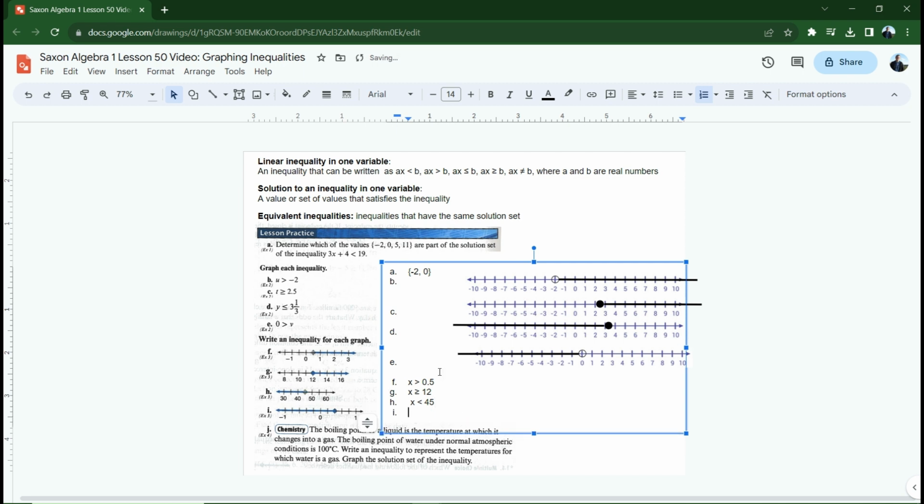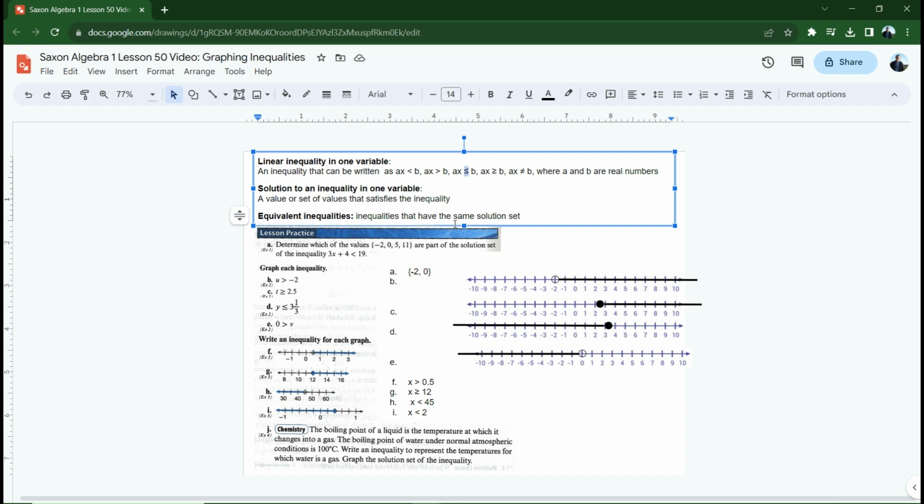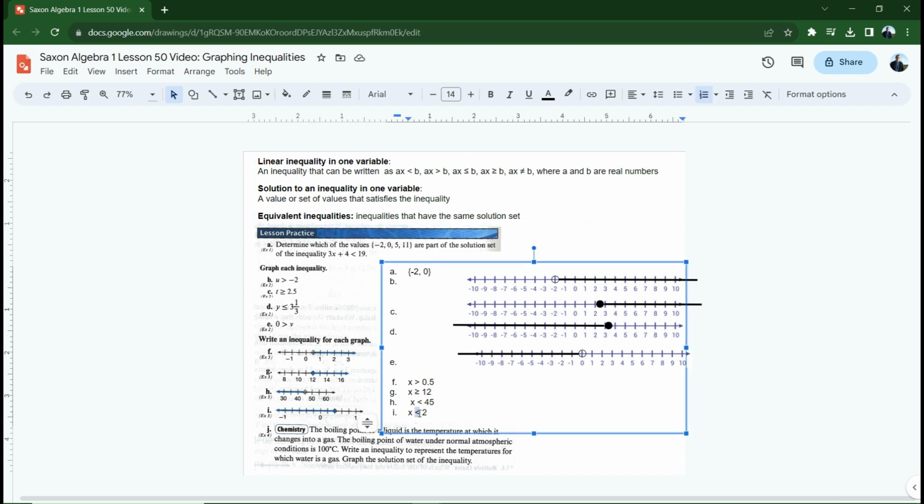Letter I, X is less than, because it's shaded to the left. And let's see, what number is this? X is less than 2. Now, is that right? Let me just consider. Is 2 a solution in this? Yeah, it's filled in. So it can't just be less than, it has to be less than or equal to, because my circle is shaded.